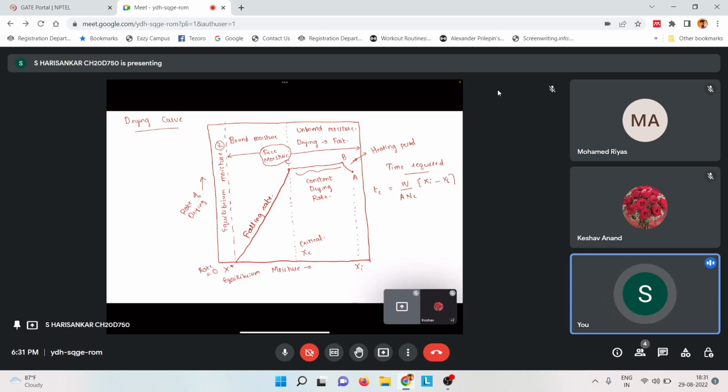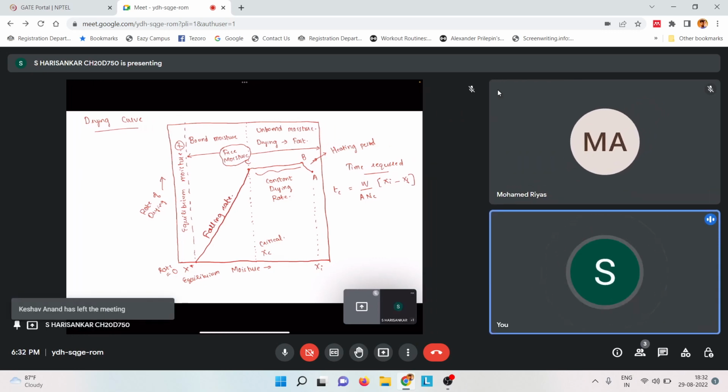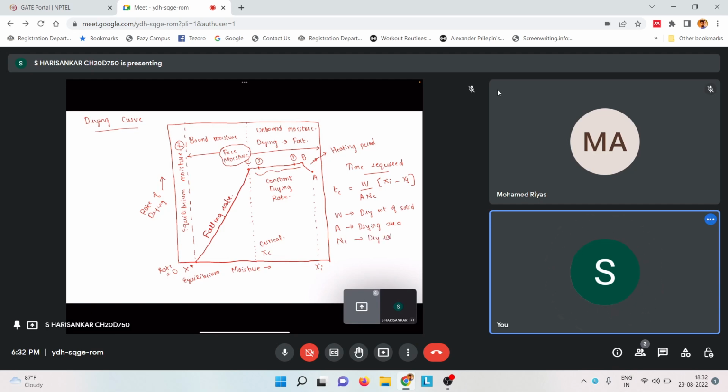Okay, so let's say you want to dry a solid where the moisture content varies from these 2 points, let's say 1 and 2. So you can use this equation to find the time required for this drying process to happen. Here W is the dry weight of the solid, A is the drying area, and NC is the drying rate, which is constant.